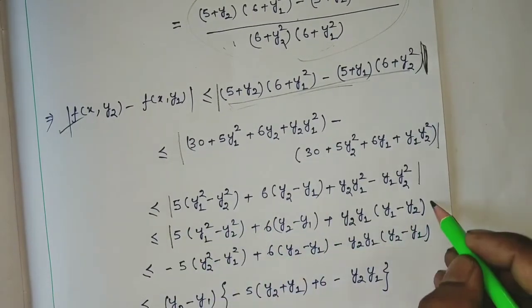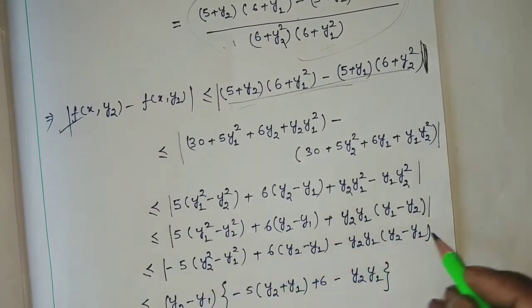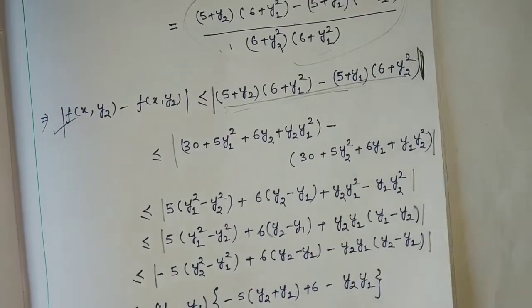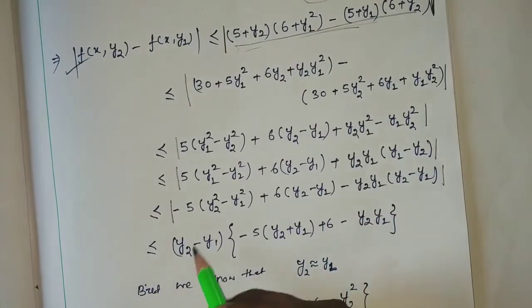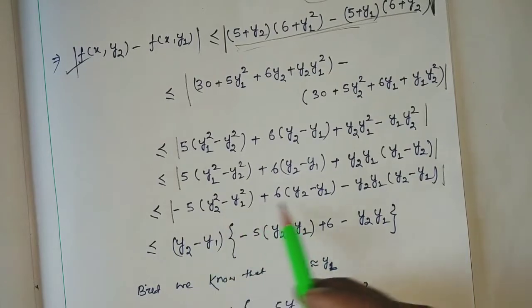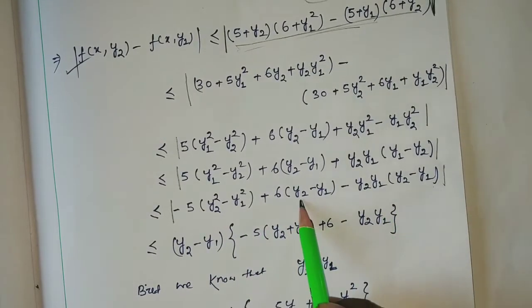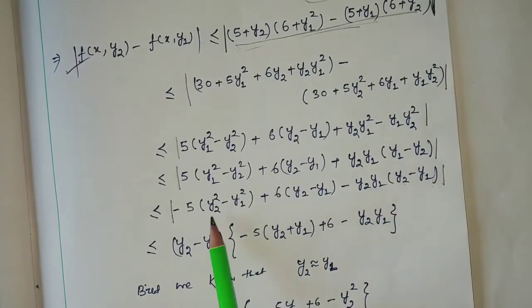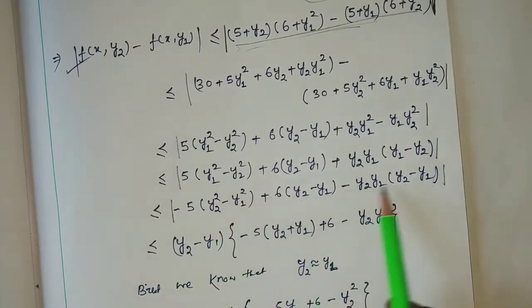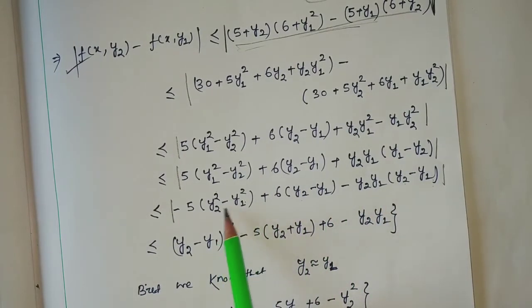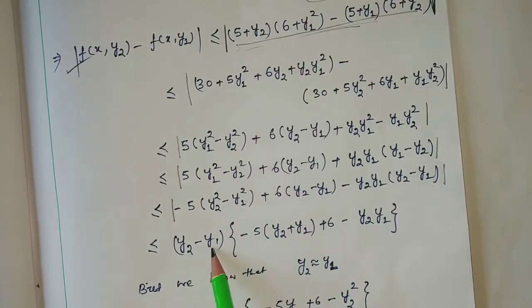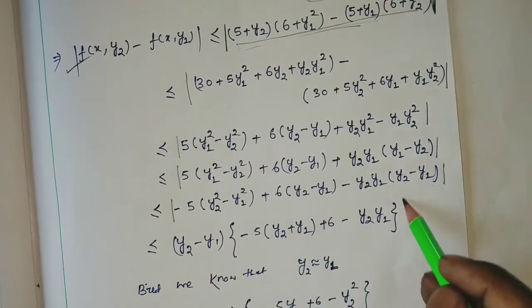Further, you just put the mod. For further simplification, you just check the steps and write them down in your note. So here you come to this step. Here y2 minus y1, y2 square minus y1 square can be taken as, that means y2 minus y1 can be taken common from this. y2 minus y1 into this much, mod.